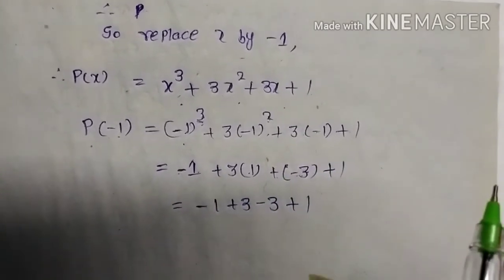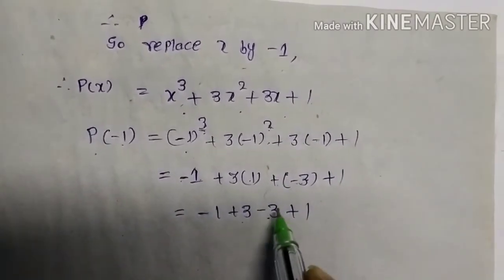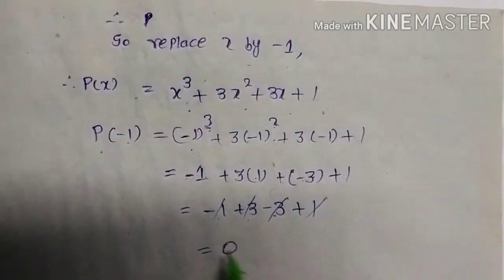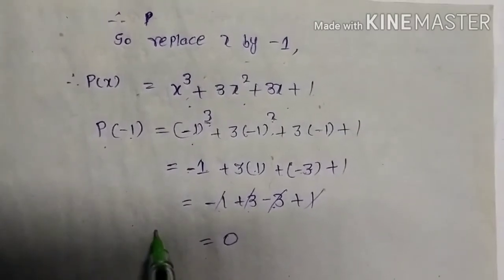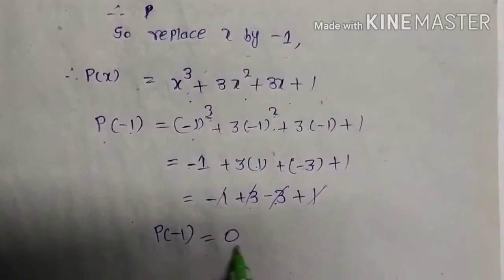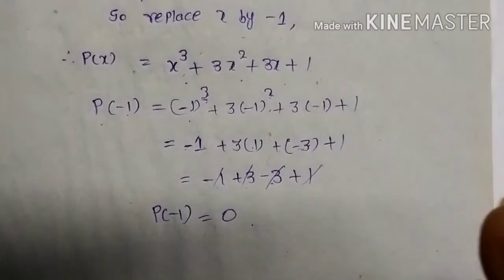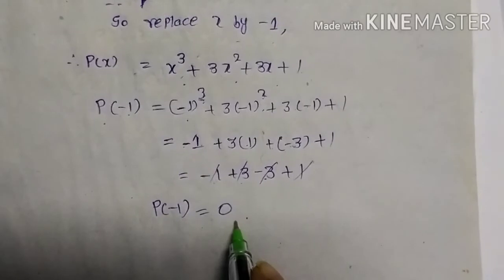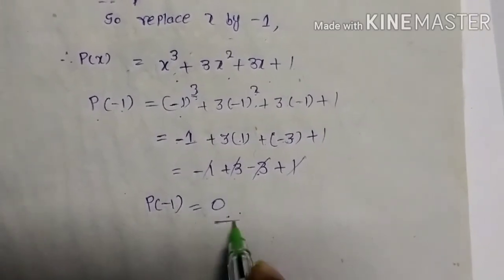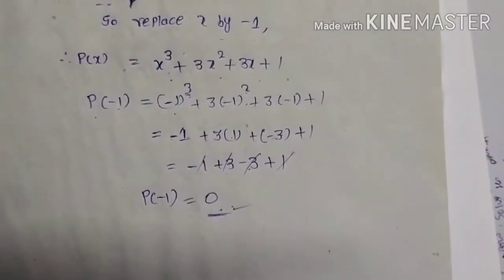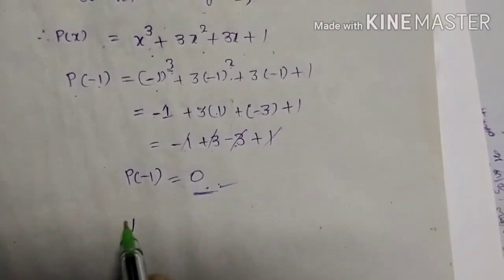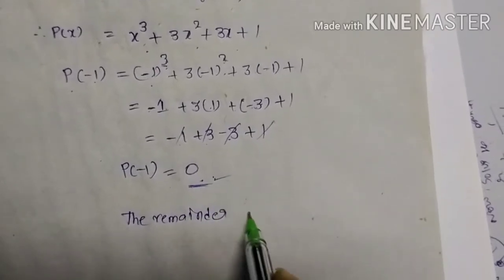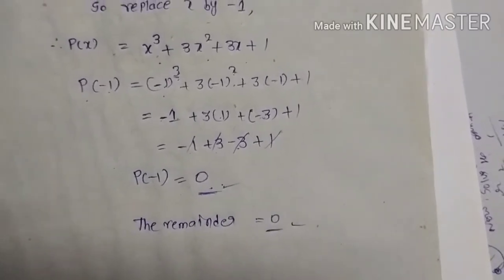See, now if it is possible, you can simplify it. See, plus 3 minus 3, can I cancel? Yes. Minus 1 plus 1, can I cancel it? That means you can see here, P of minus 1 is equal to 0 or not? Yes, P of minus 1 is equal to 0. In this problem, they are asking only the remainder. Here, the remainder is how much? 0 only. You can write here, the remainder is equal to 0. The remainder is equal to 0 is your answer.